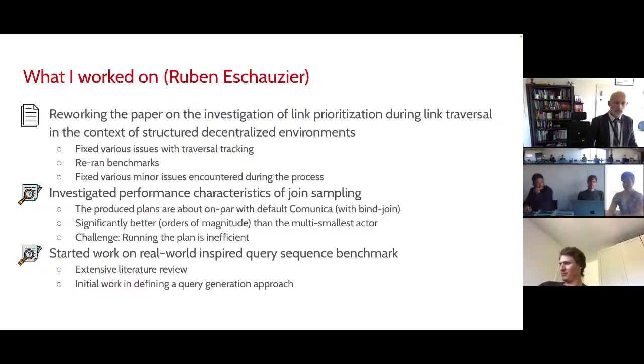But as the bind join is not a binary join, we can look into replacing the multi-smallest actor, which is the sort of multiple binary join actor. And here we actually outperform them in terms of query plan by quite a lot, orders of magnitude. But the runtime of the query plan is still inefficient. This is probably an implementation thing, but that's what I figured out so far.